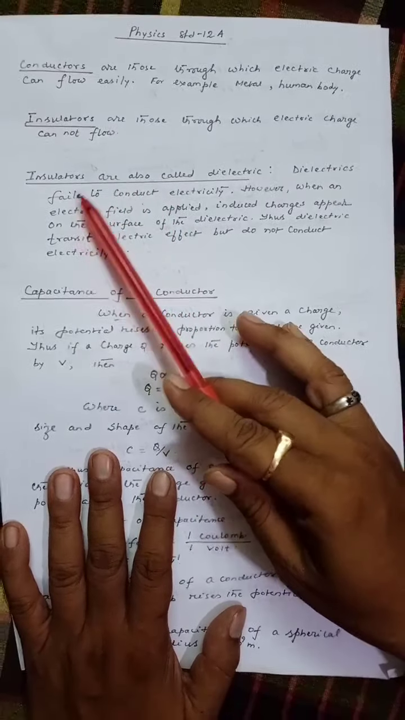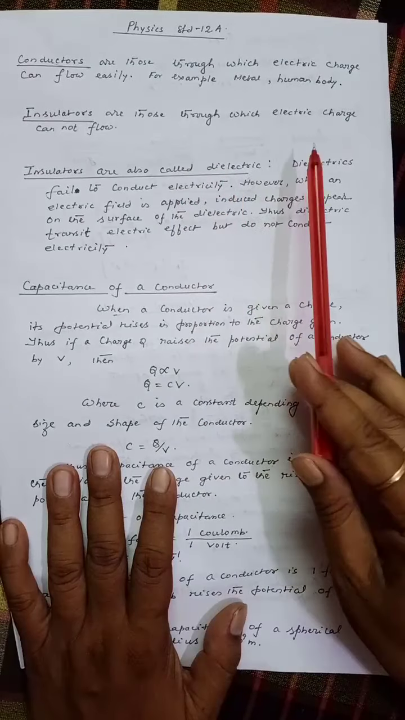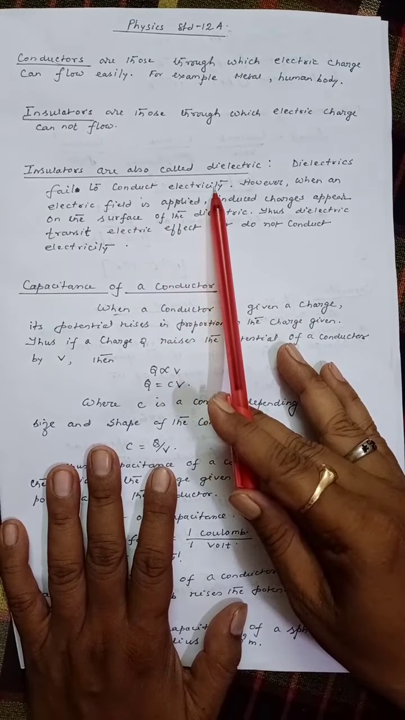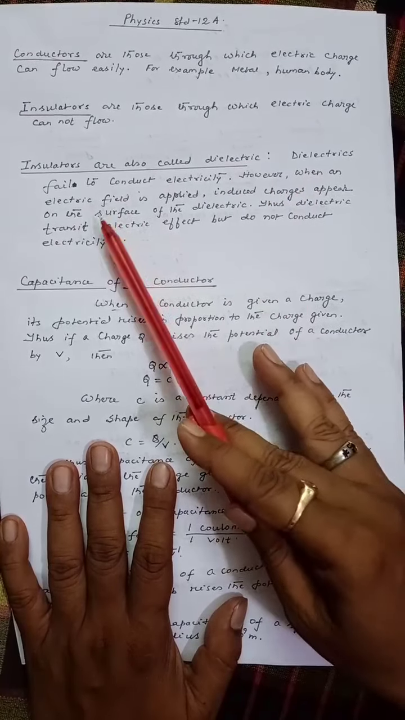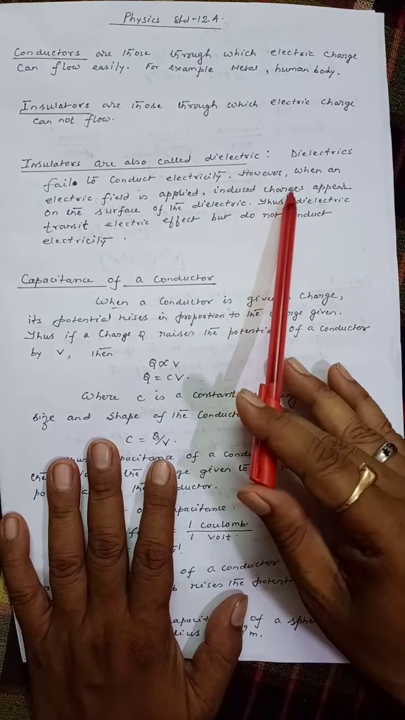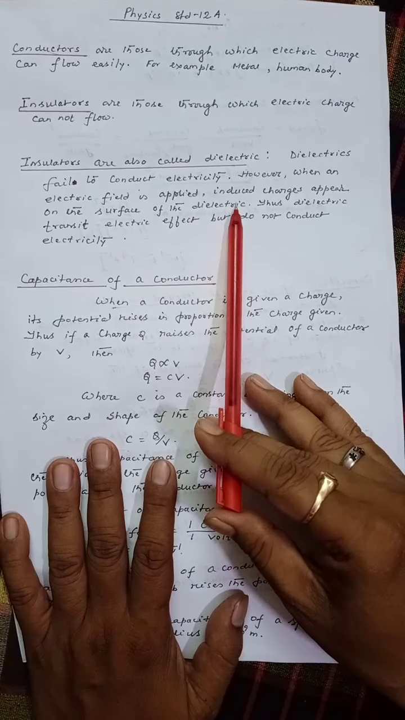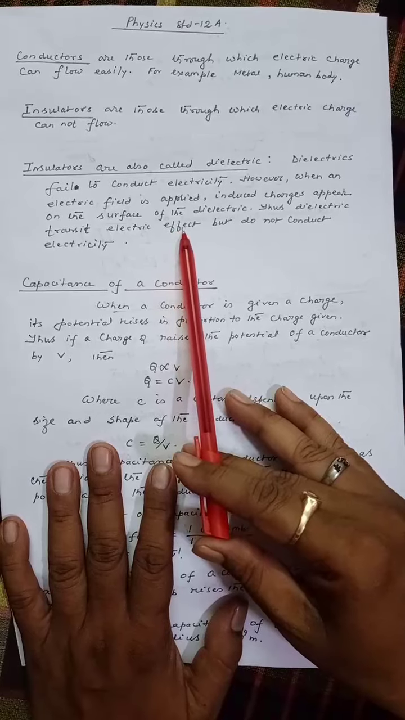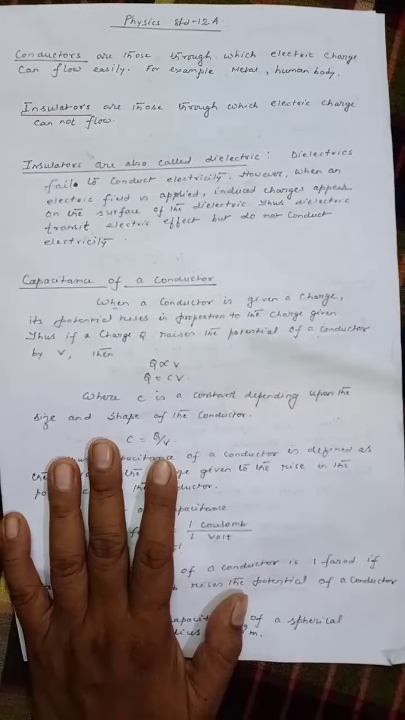Now remember, insulators are also called dielectrics because dielectrics fail to conduct electricity. However, when an electric field is applied, induced charges appear on the surface of the dielectric. Thus, you can say dielectrics transmit electric effect, but do not conduct electricity.